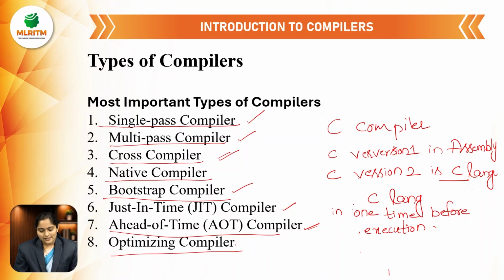And the last one is optimizing compiler. Optimizing compiler optimizes the executable code or machine code without changing the output of the program. So that is the optimizing compilers.